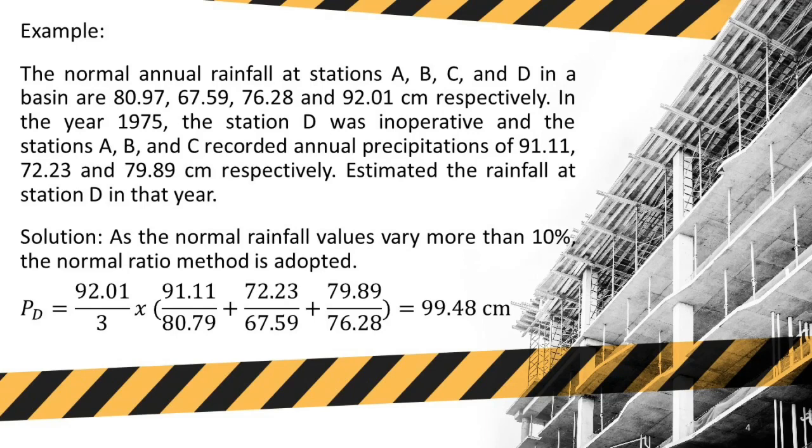So as the normal rainfall values vary more than 10%, the normal ratio method is adopted, which is the second equation that was previously discussed. So we have PD is equal to 92.01 divided by 3 times the quantity of 91.11 over 80.79 plus 72.23 over 67.59 plus 79.89 over 76.28. So we have an answer of 99.48 cm.